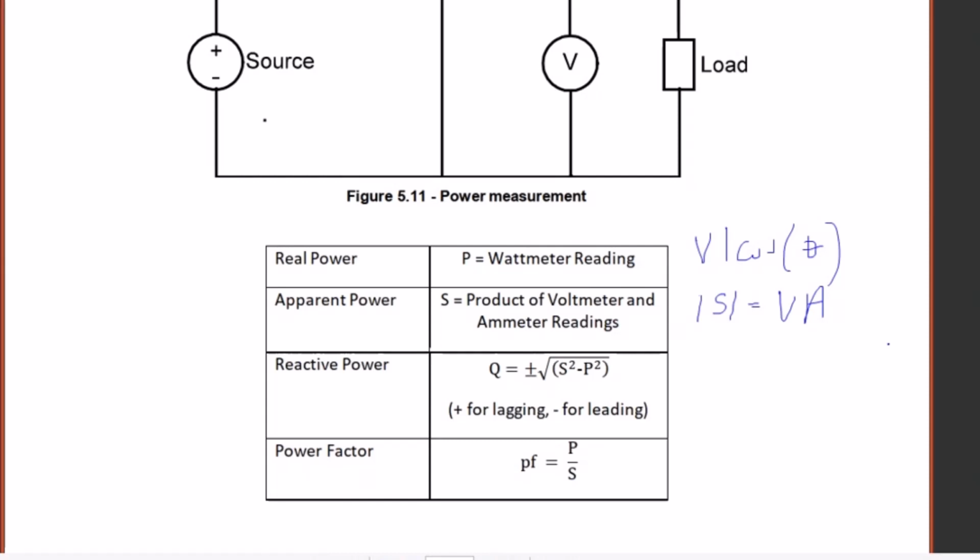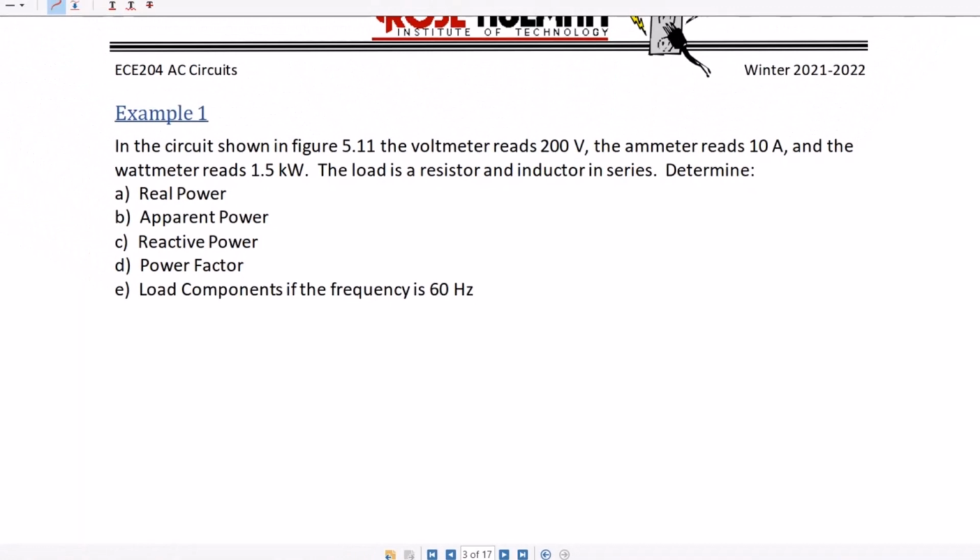Now we're going to try some examples. So for the circuit on the previous page, assume that the voltmeter reads 200 volts and the ammeter reads 10 amps and the wattmeter reads 1.5 kilowatts, and that the load is a resistor and inductor in series. So let's draw a figure for what this looks like, and then let's try to find the real power, apparent power, reactive power, power factor, and components if the frequency is 60 hertz.